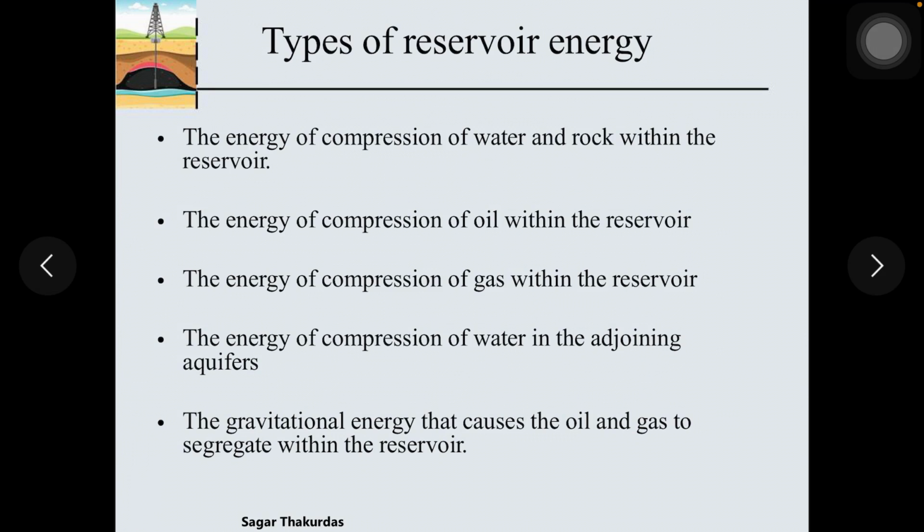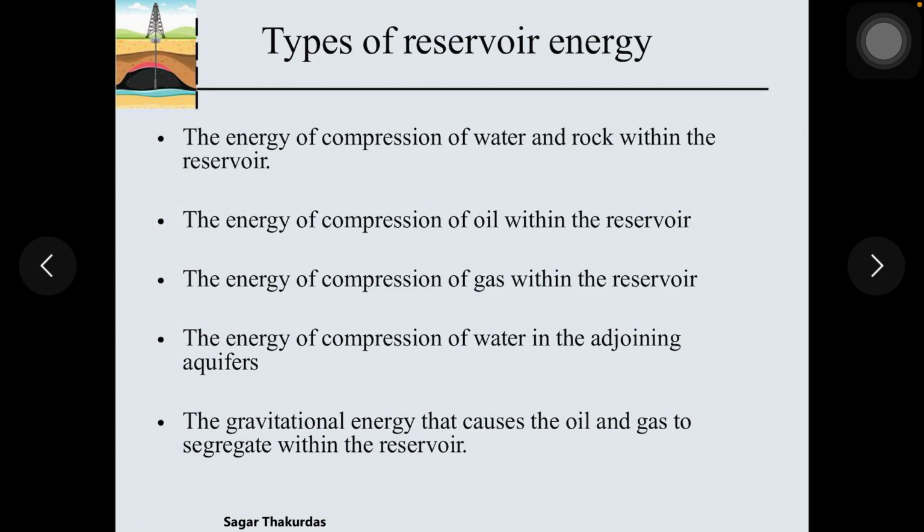And during this expansion, the gas which is present in the oil pushes the oil through the wellbore towards the surface, as well as the water which is below the oil and gas at the bottom or in the adjacent aquifer will push this oil and gas towards the surface.